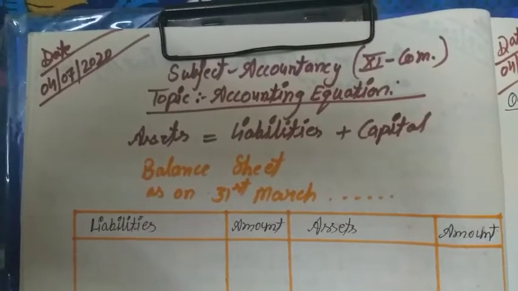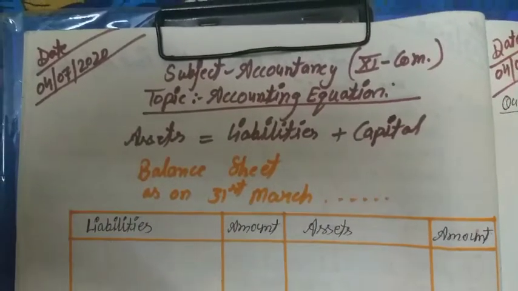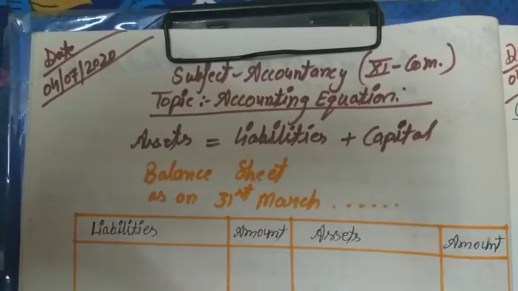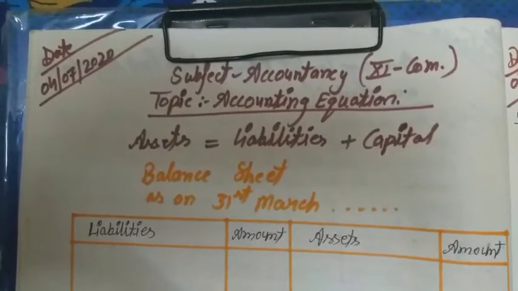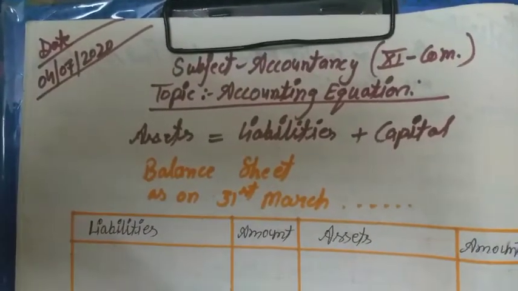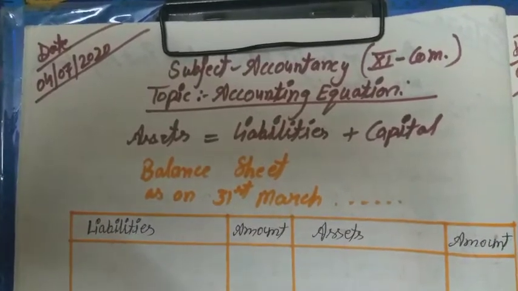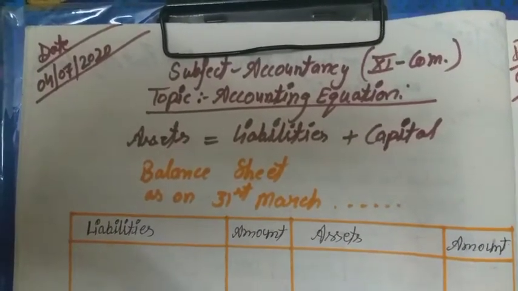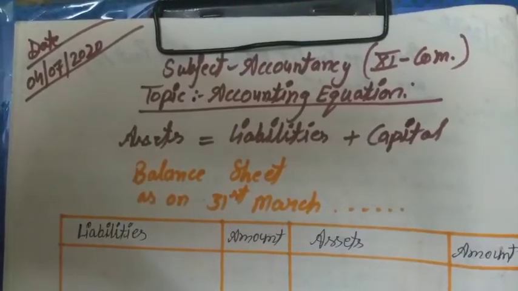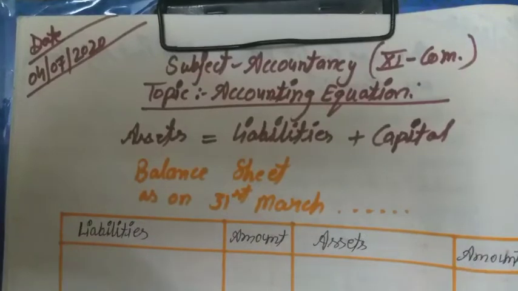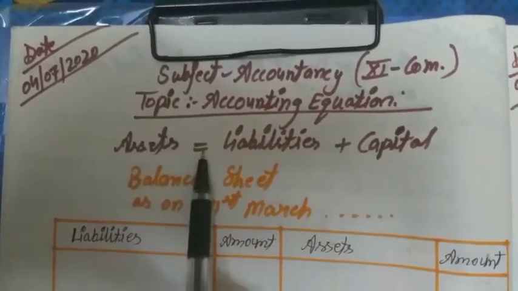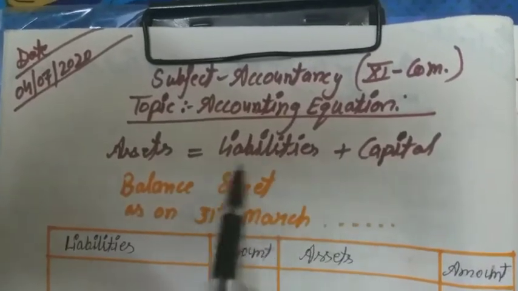I am Adesh with my subject Accountancy, topic Accounting Equation. Today we will learn how we can prepare a balance sheet of a company or any type of business. By the accounting equation, we learn to prepare the balance sheet of a particular organization. Here I have written: assets is equal to liabilities plus capital. This is our accounting equation.